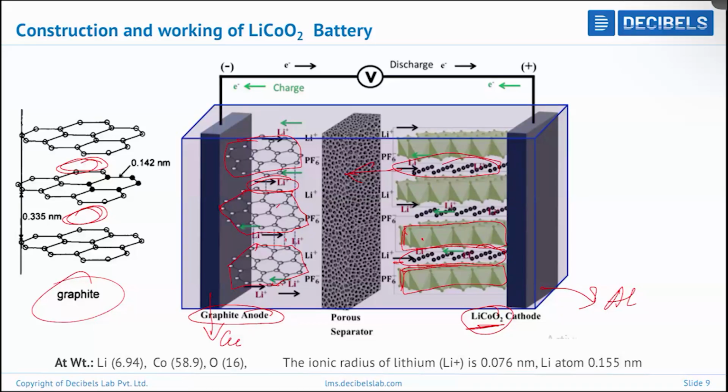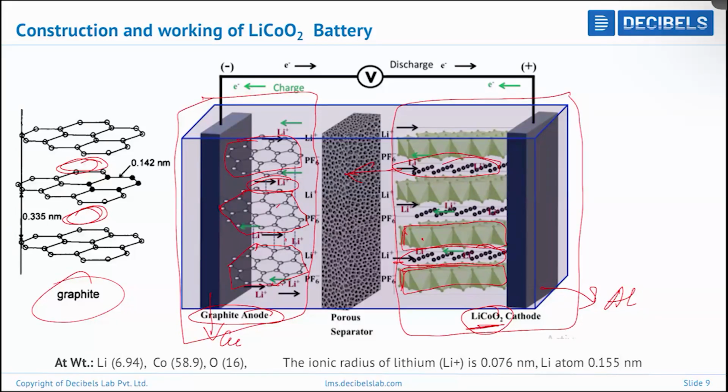And this is the anode, and this part is the cathode film, and these two are separated by another thin film that is called separator. It is porous in nature. The porosity is very much important because of what happens when we charge the battery.